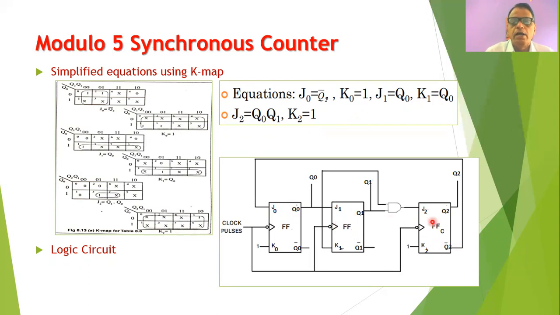J2 will be connected to the output of the AND gate where the input of the AND gate will be Q0 and Q1, and K2 will be connected to 1. And the clock terminal of all the flip-flops is made common, and also you can make the clear terminal of all the flip-flops common. So when such a circuit is constructed, then one can easily observe that this circuit can count 5 clock pulses, and therefore this counter is being called as a modulo 5 synchronous counter.